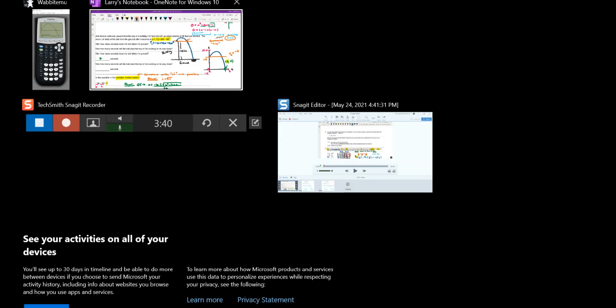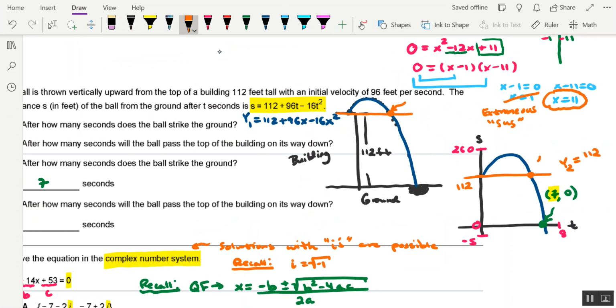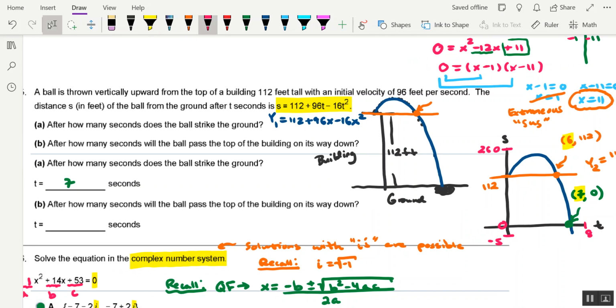And we're going to go ahead and find the second point of intersection. We'll press second trace, option 5. We'll scooch the blinking cursor over to this point of intersection, and we'll press enter 3 times. And it looks like after 6 seconds, that's when the ball will pass the top of the building on its way down. So our final answer for part B is going to be t equals 6 seconds.